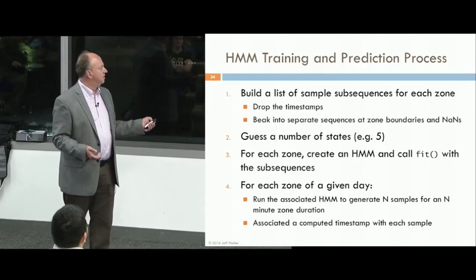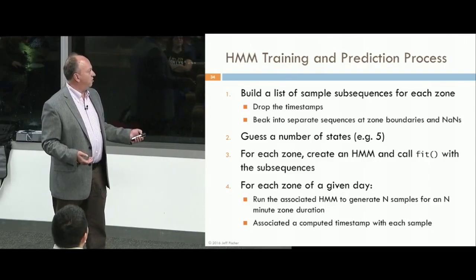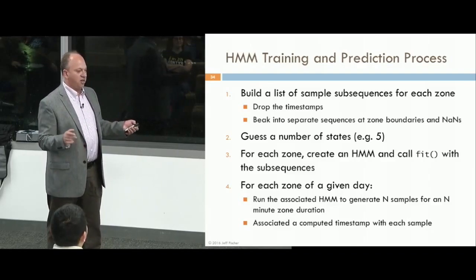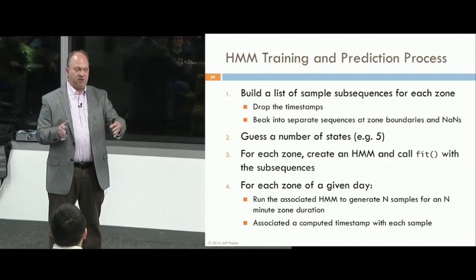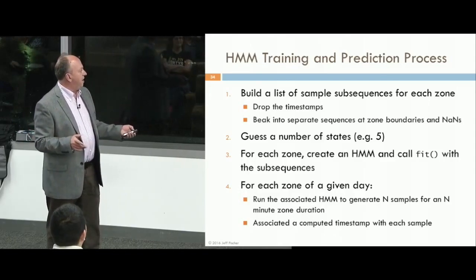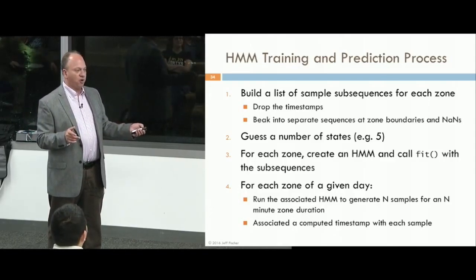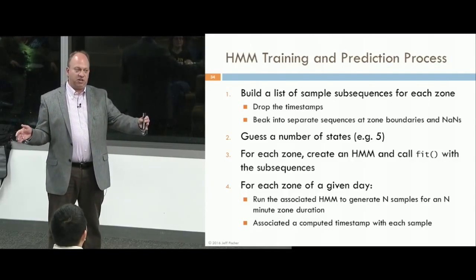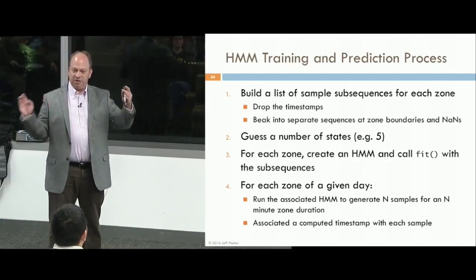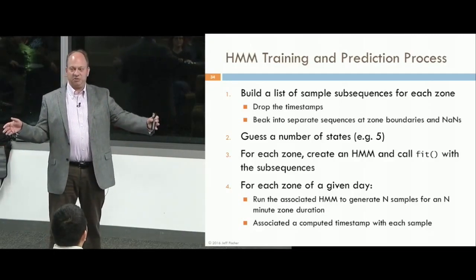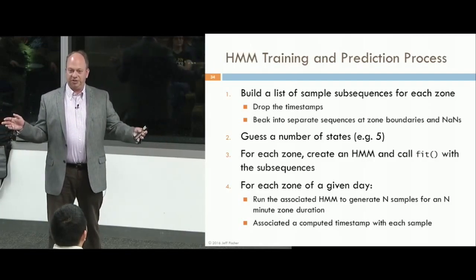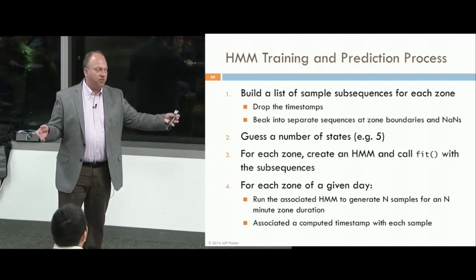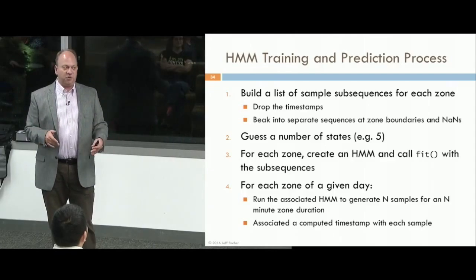It will then infer a hidden Markov model for you. If I want to do predictions and generate more data, then for a given day, I figure out what the zones are for that day, because they vary depending on sunrise and sunset. Then I run the hidden Markov model for each zone for however many samples are needed. If my zone is 2 hours long, I need 120 samples, so I say, give me 120 samples, and it gives me a time sequence of 120. Then I attach timestamps to those, and I splice together the 4 zones of the day, and I have all the predictions for the day.